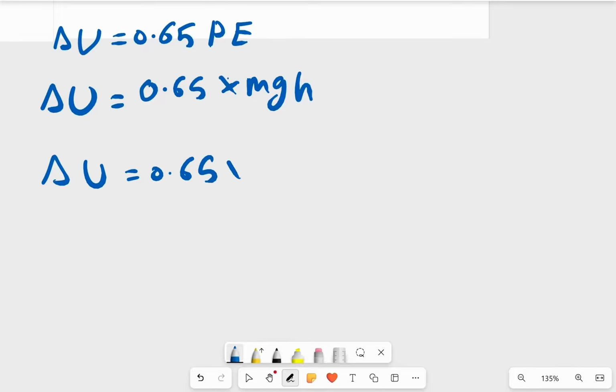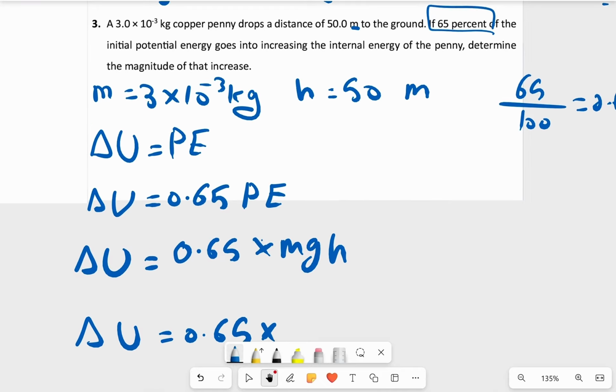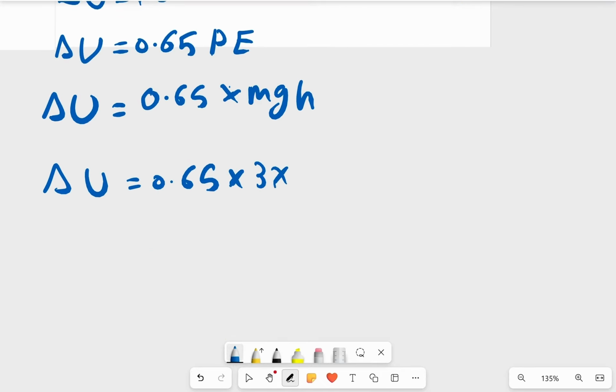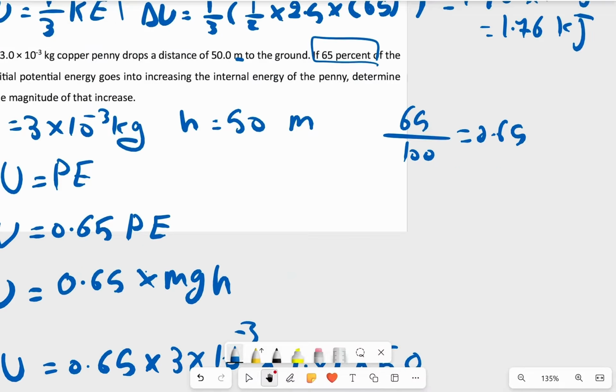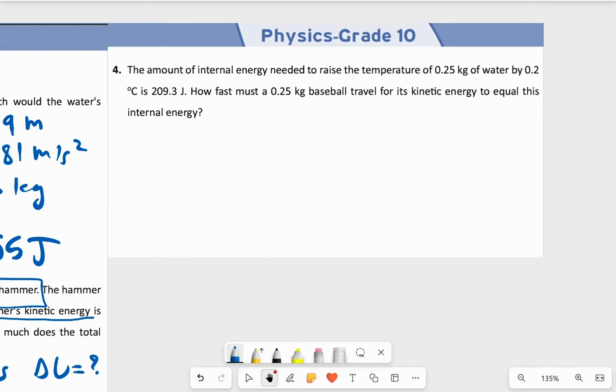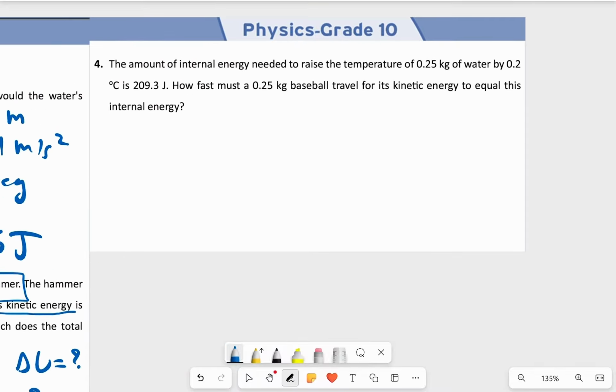equal to 0.6 times mass, which is 3 times 10 to the power of -3, times 9.81, which is gravity, times height, which is equal to 50. Now you multiply all of this and you get 0.88 joule. Now we have the last question, which is question 4.